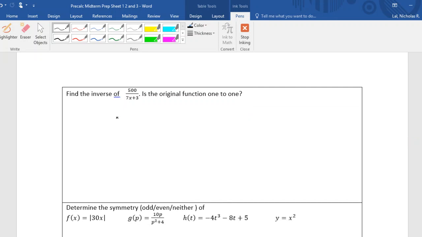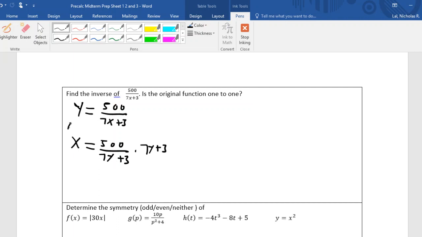Find the inverse of 500 over 7x plus 3. Is the original function 1 to 1? So to find the inverse, first we have y is equal to 500 over 7x plus 3. With inverses, we switch the y's and the x. x is equal to 500 over 7y plus 3. Multiply each side by 7y plus 3. 7y plus 3 times x is 7xy plus 3x, which is equal to 500, since the 7y plus 3's cancel out.